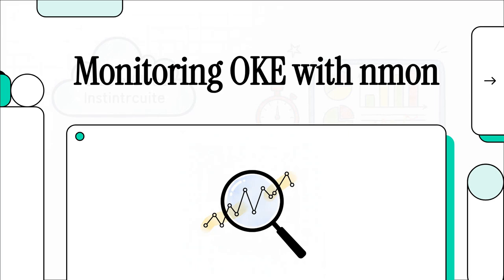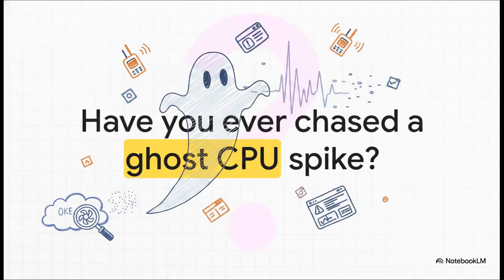Welcome to This Explainer. Today, we're diving into what I honestly think of as a forensic detective story for cloud and IT ops professionals. We're going to track down and fix those invisible performance bottlenecks that are just lurking in your Oracle Kubernetes Engine, or OKE, clusters. So let me ask you, have you ever chased a ghost CPU spike?